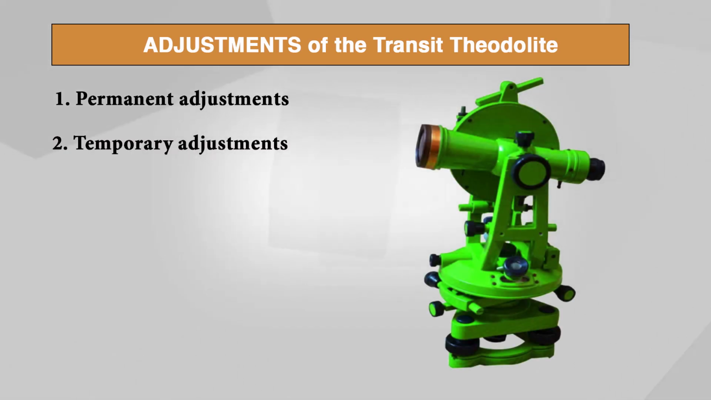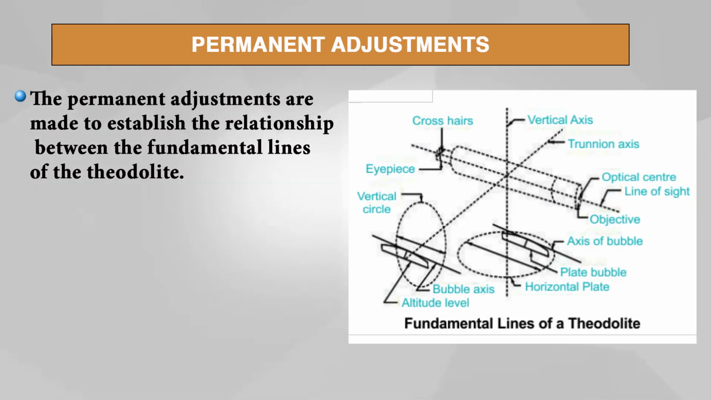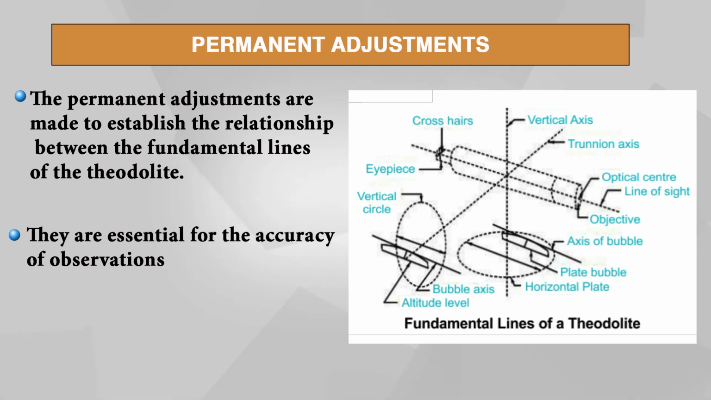In this lecture, we will learn how to measure or record the angles using theodolite, but before that, the surveyor should not forget the 2 adjustments of the theodolite that have to be done: permanent adjustment and temporary adjustment. The permanent adjustments are made to establish the relation between the fundamental lines of the theodolite, and once done, they last for a long time. Permanent adjustments are essential for the accuracy of observation, and they are done by trained technicians only.